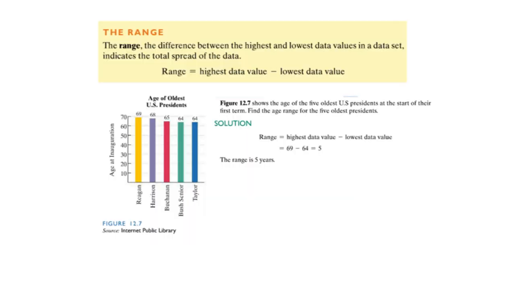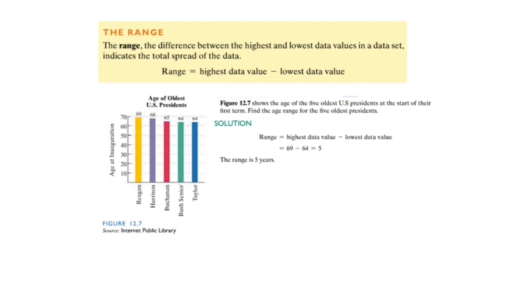One of the ways we can measure dispersion is by the range. The range is found by taking the highest data value minus the lowest data value. Let's take a look at this example. We have the ages of the oldest U.S. presidents listed, and we're going to take the highest age, which is 69, and subtract the lowest age, which is 64. That gives us a range of 5. So the range is 5 years, which is just another way to measure the dispersion.